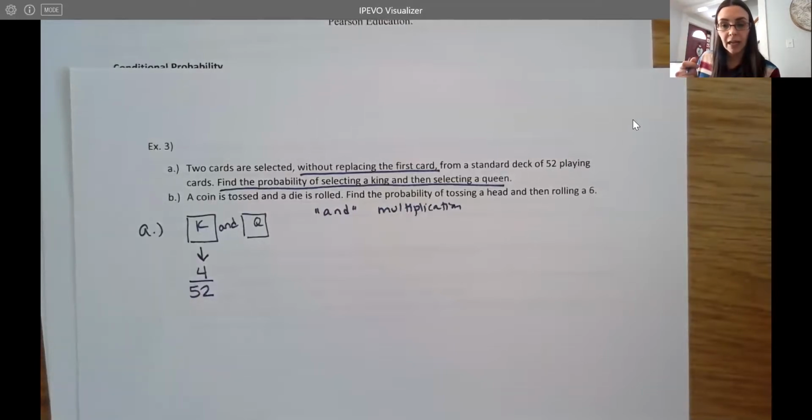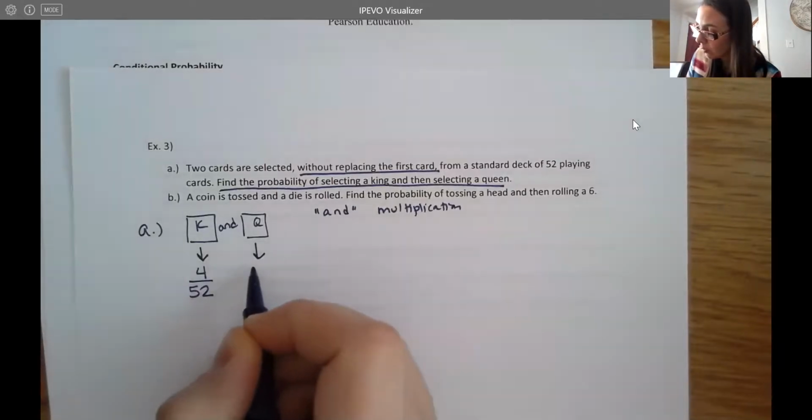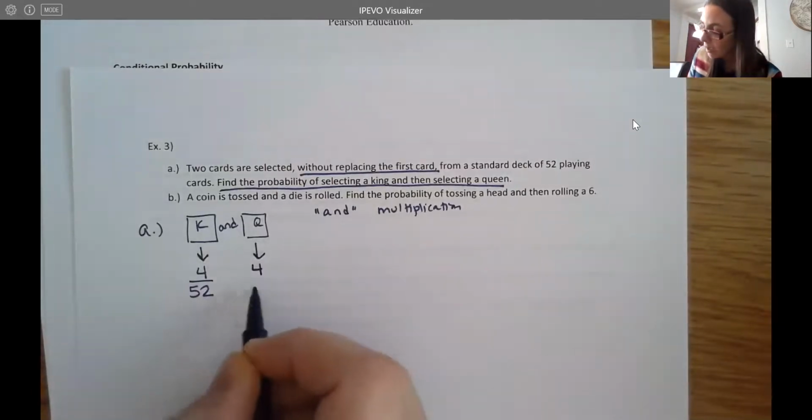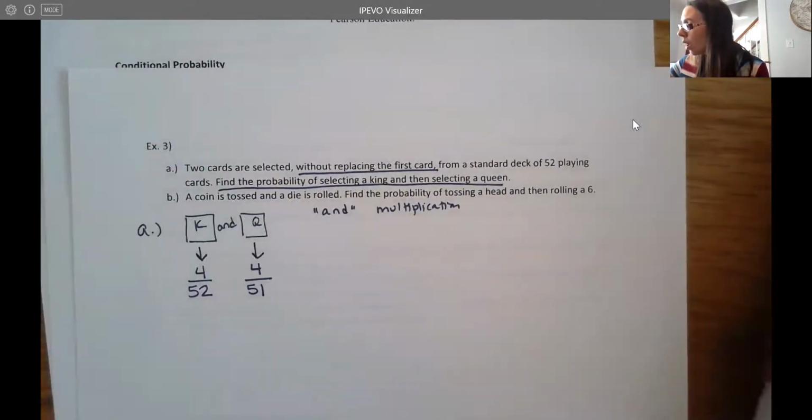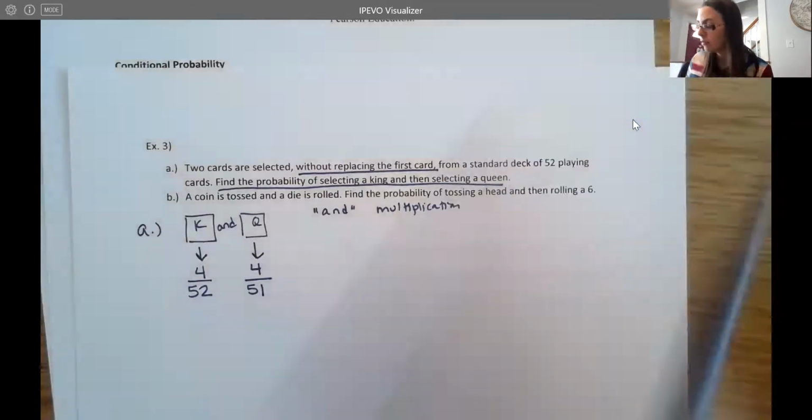Now you have that card in your hand. That king has been pulled. What's the chance of getting a queen now? Well, you have 4 queens in the deck, and you have one card less, so you only have 51 cards instead of 52 now, because you've already taken that king out.